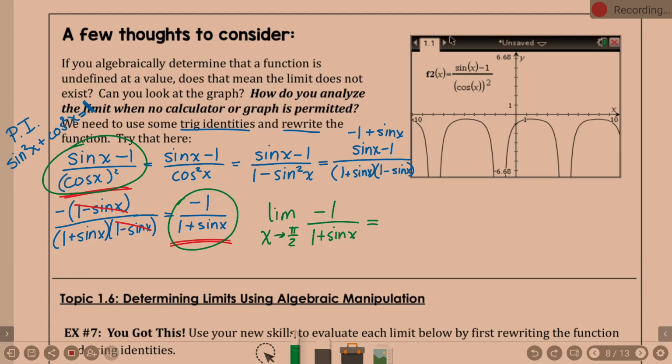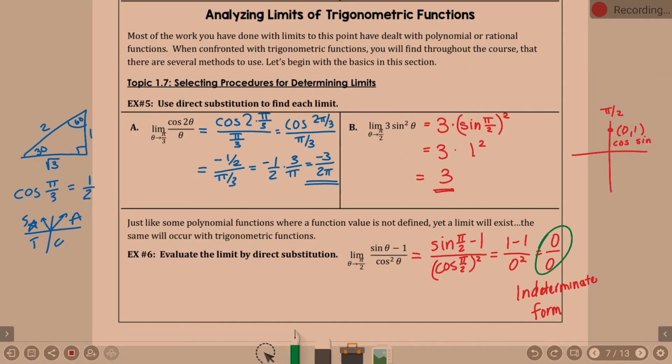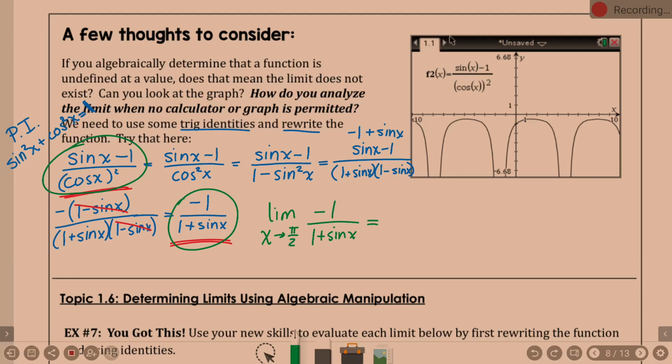And we're doing the same limit as on the previous page, where right here it was indeterminate. By working with Pythagorean identities, we're going to be able to make this doable. Because now what are we going to do? -1 over 1 plus sine of pi over 2. What was the sine of pi over 2? Sine of pi over 2 from the previous page was 1. So you end up with -1/2.